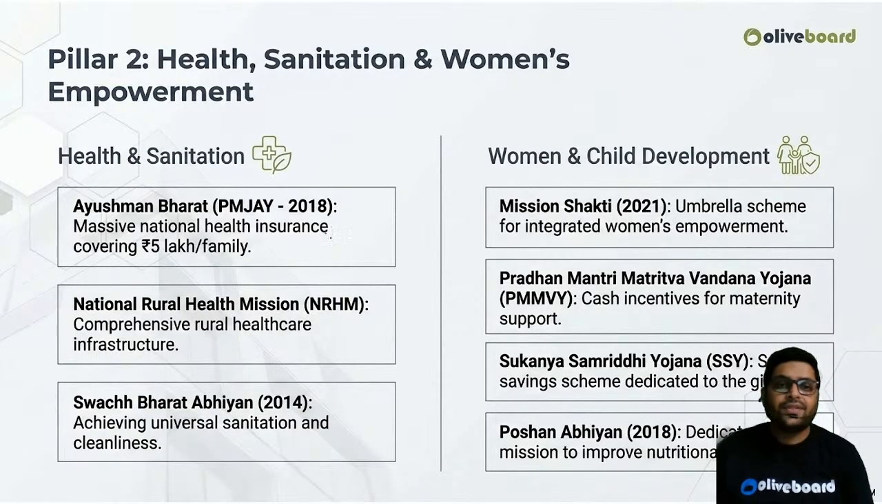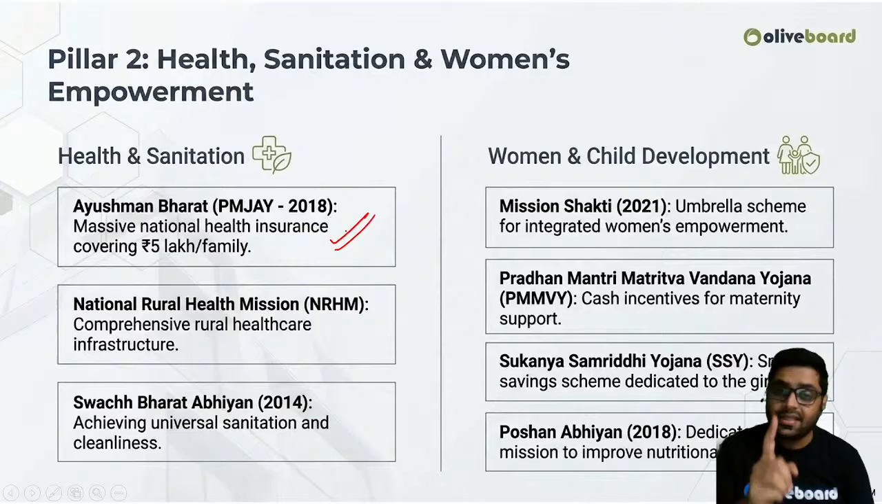Okay, seeing other schemes, we have health and sanitation. Ayushman Bharat, Pradhan Mantri Jan Arogya Yojana, a massive national health scheme covering 5 lakh per family. This is one of the world's largest health insurance schemes. Now this has been extended to senior citizens above 70 years of age also.